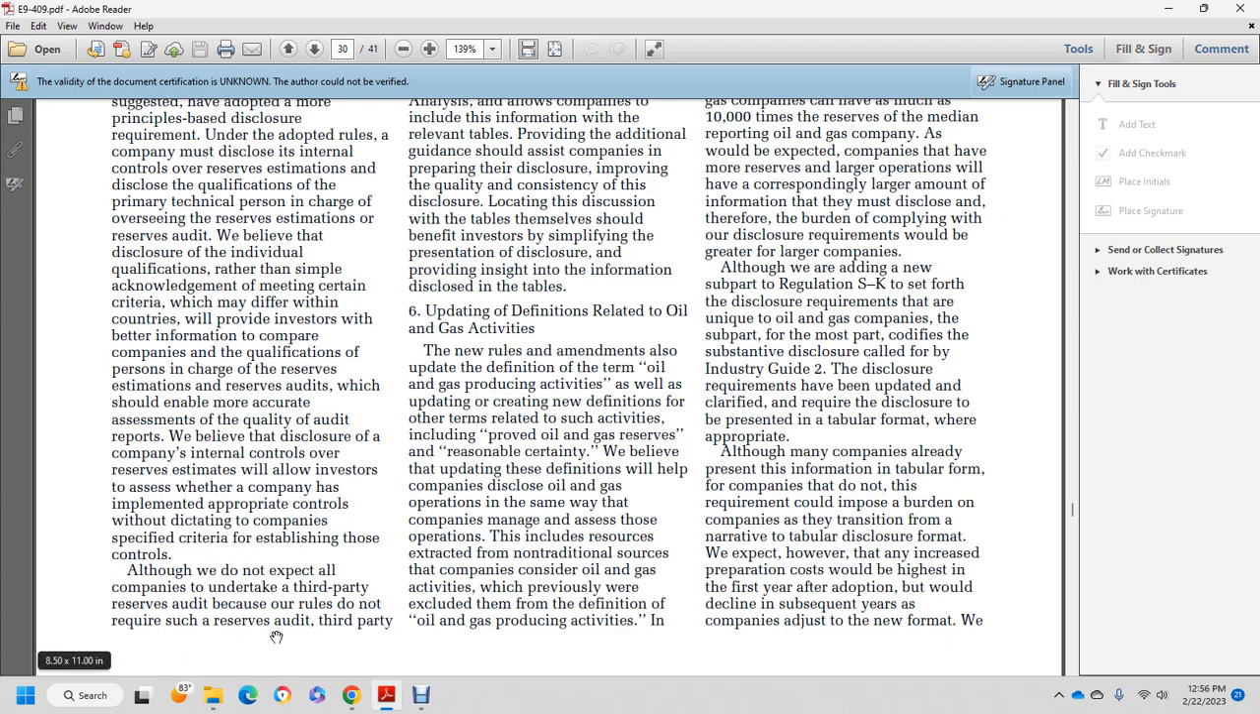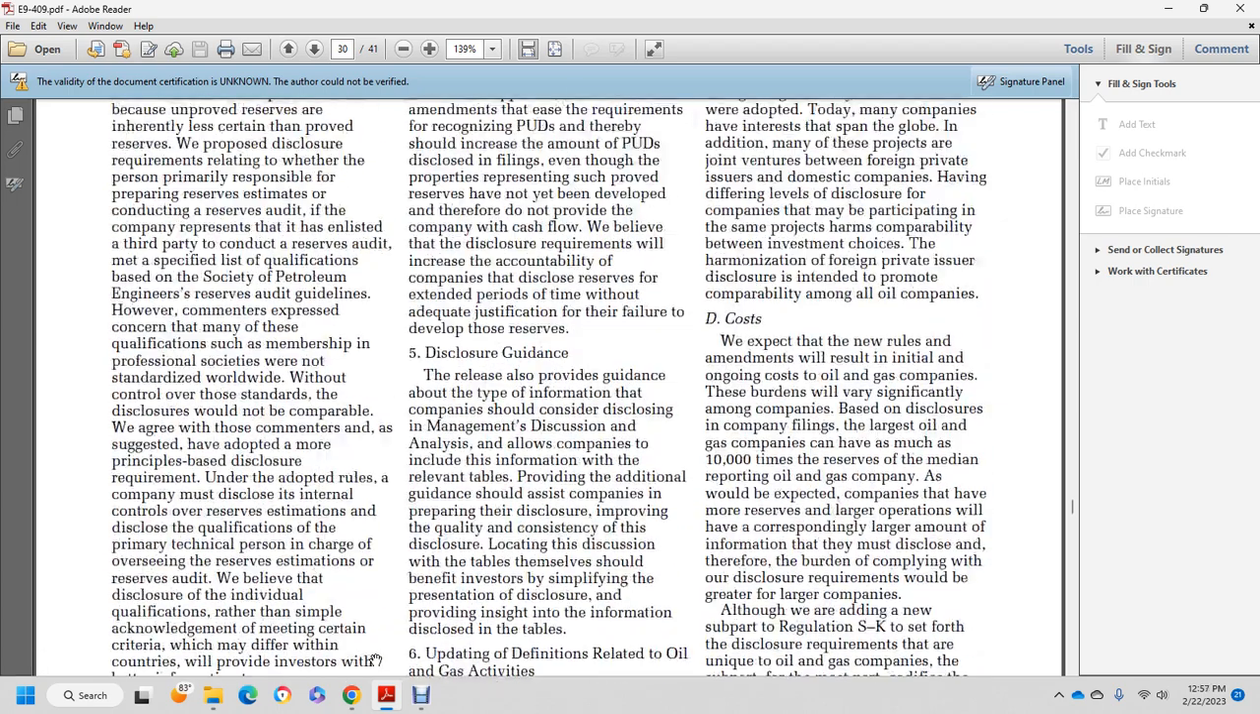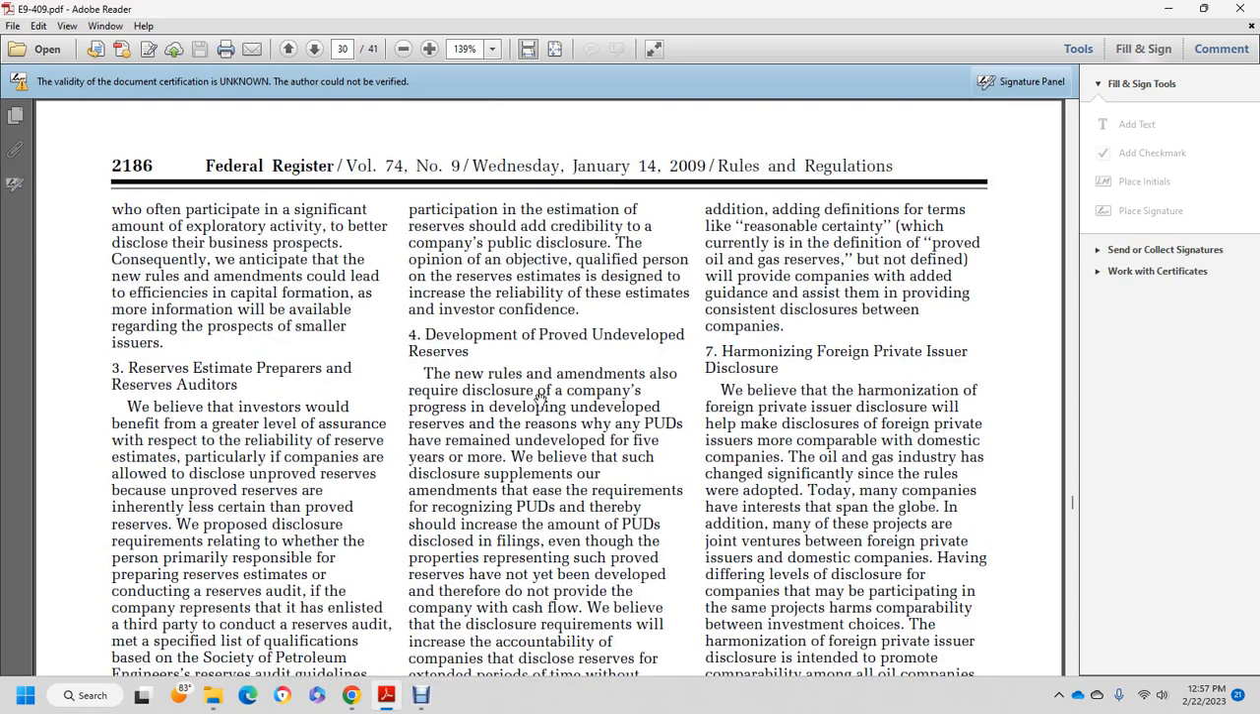So we do not require third-party reserve audits. Third-party participation in reserve estimation, however, may add credibility to the company's public disclosure through the option of an objective, qualified person. Reserve estimates designated this way may increase the reliability of the estimates and investor confidence.